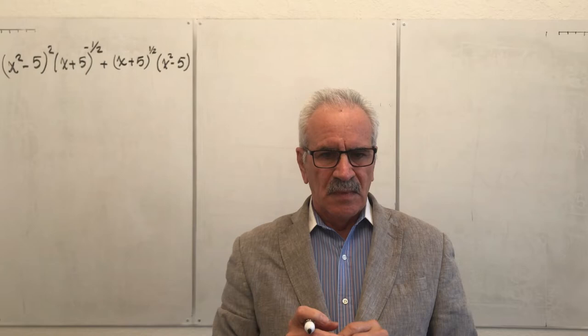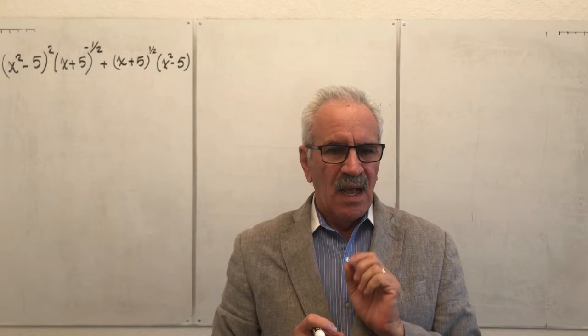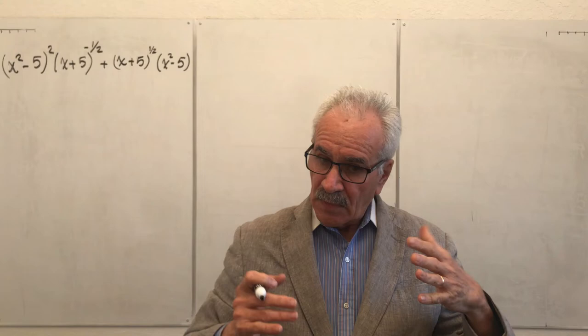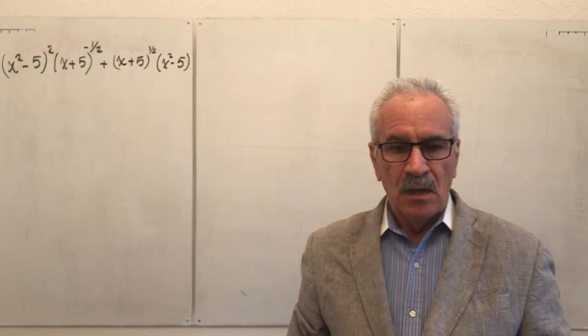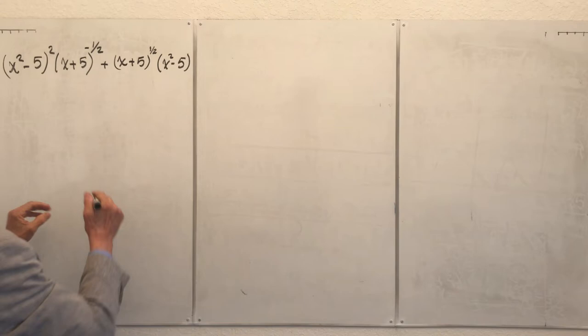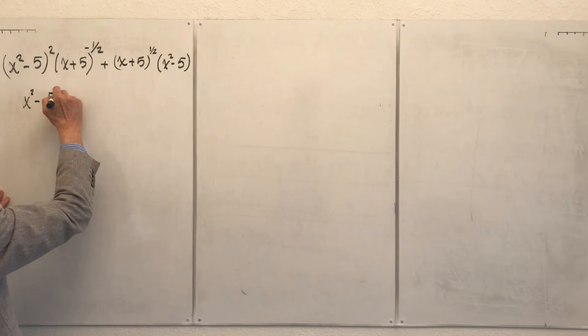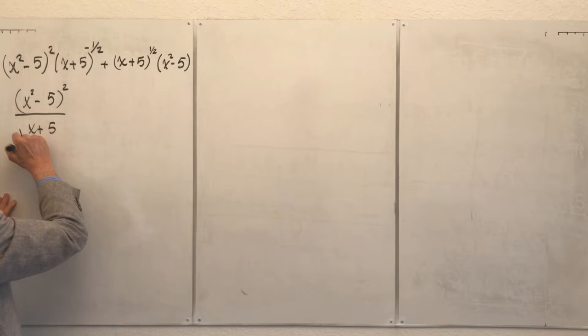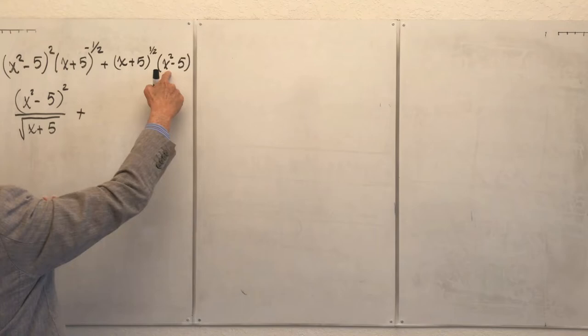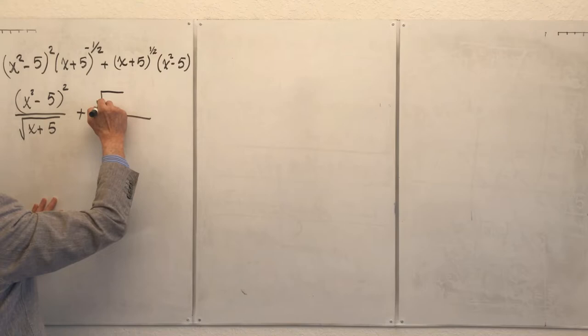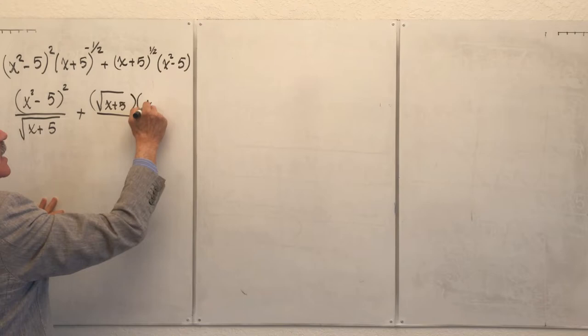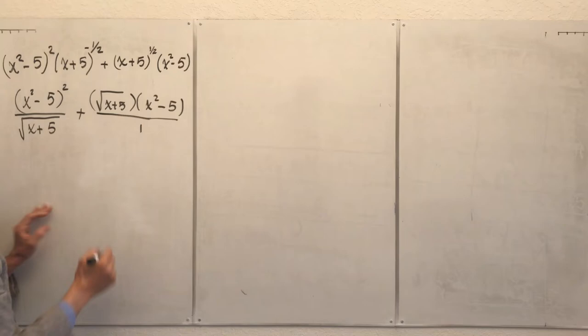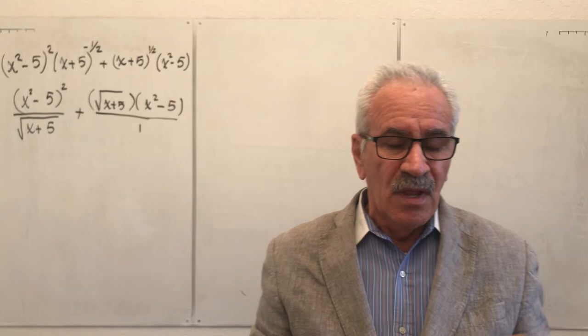First of all, the fraction in the exponent. And secondly, one of them is negative. To facilitate the visualization of the solution, you can write it this way. Negative sign, switch the floor. This is x squared minus 5, squared, divided by x plus 5. What is one half in the exponent? Square root. Plus. Now the square root is in the numerator: square root of x plus 5, times x squared minus 5 to the first power, divided by 1, if we consider that we have a fraction, to use the same format.